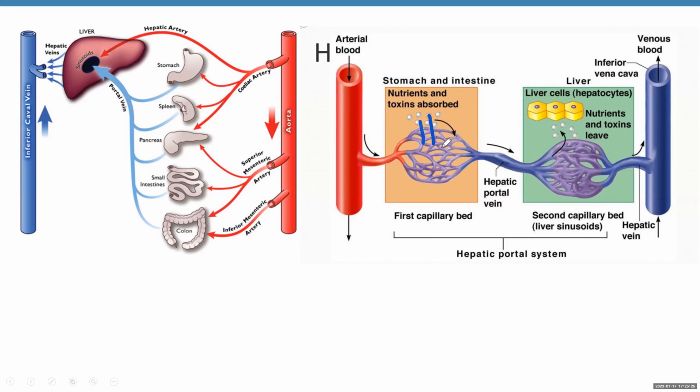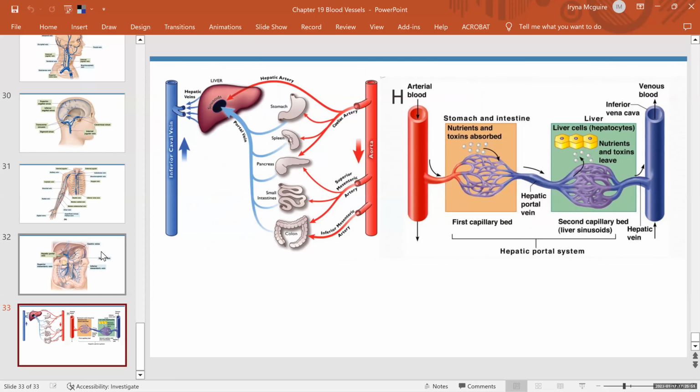Nutrients are absorbed into capillary beds. Then from the hepatic portal vein, we go to the liver. Liver cells will process nutrients and toxins. So they will leave the blood vessels. Those liver cells, hepatocytes, will process them, and the blood returns through the hepatic vein to the inferior vena cava to the heart, right? That's how we return blood from digestive organs.